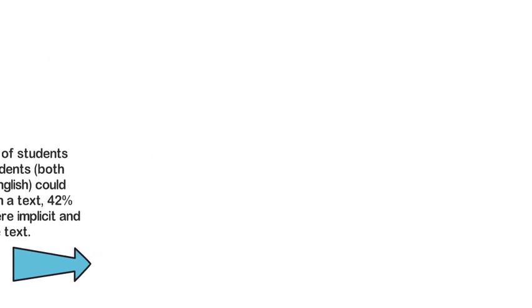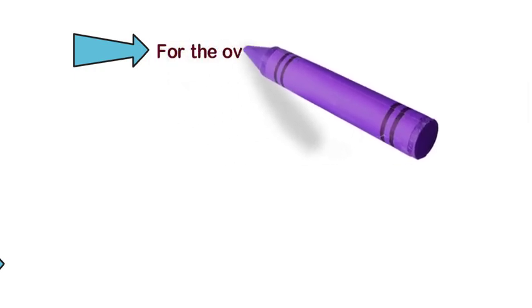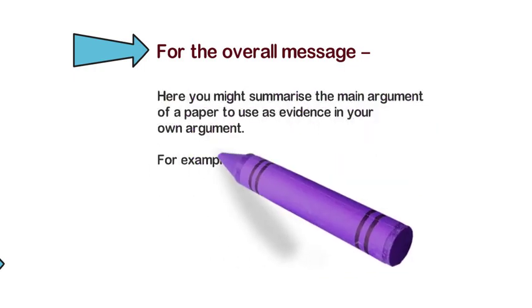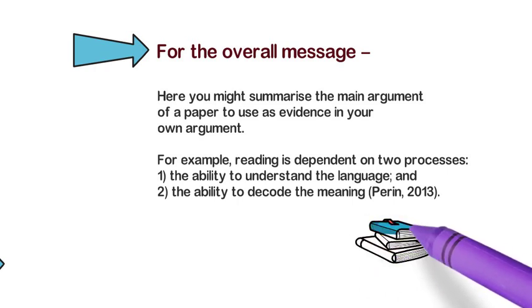You might also read for the purpose of finding out the overall message. So you might not be interested in the details of the methodology or anything else. You just want the message that the paper's providing. And an example of this would be the Perrin citation, the ability to understand language and the ability to decode meaning. That was the key message of that particular paper, and that's all I used it for. So I read it for that purpose.